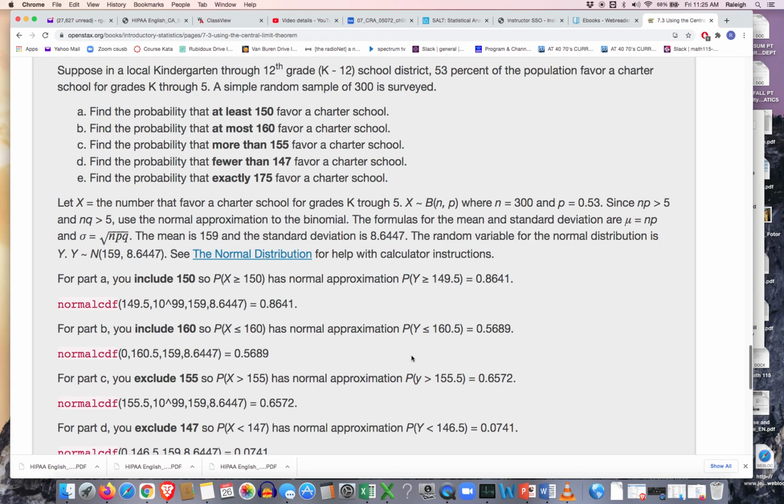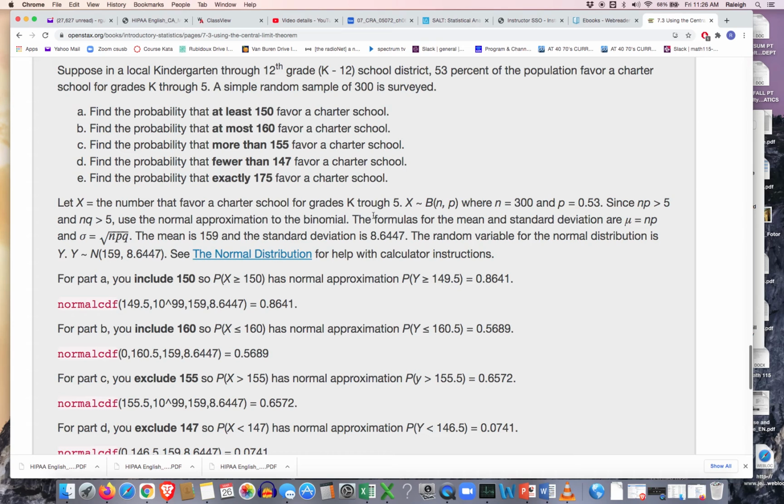And so similar things happen. Here we can stop at 0. No need to go into negatives. Just stop at 0 because that's the least number that could ever be in favor of it. And we go to 160.5. And then we put our mean in as calculated before, standard deviation as calculated before, and this is about 57% of the time based on your calculator.